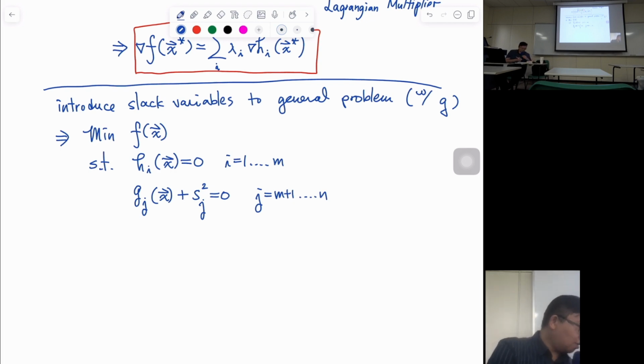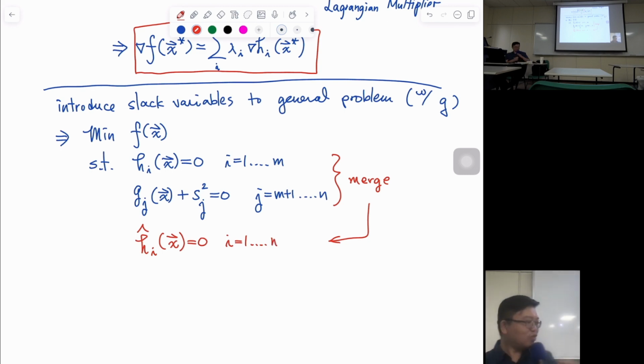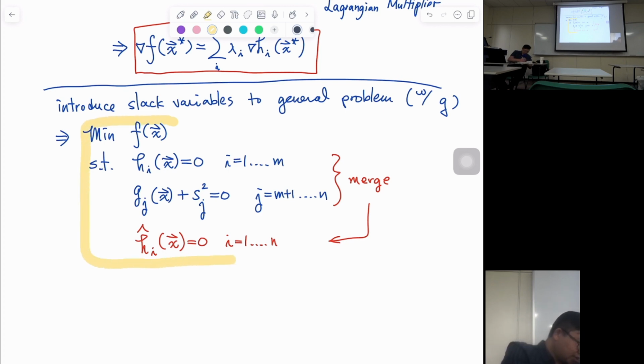Okay. Now, since the h_i and all the inequality constraints now become equality constraints, we can merge them. After the merging, we are going to call them h hat, and i goes from 1 to n. So just rename them, merge them together. Okay, so if we merge them, now we only deal with this. This is after merging.